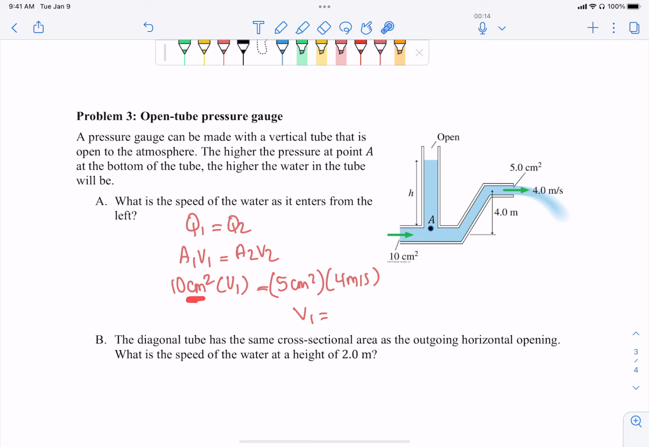The reason I didn't convert centimeters to meters squared is that these units will cancel out anyway. As long as all your units match on each side, you'll be good. It's unnecessary to convert to meters squared. So your V1 should be 2 meters per second.